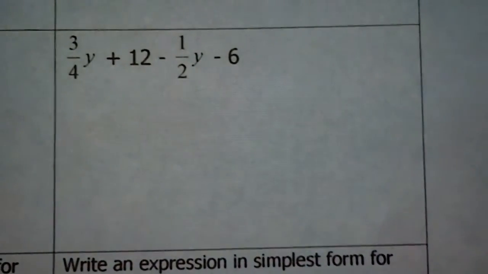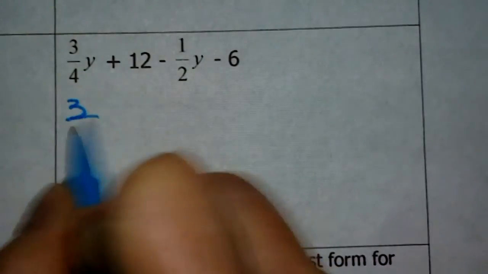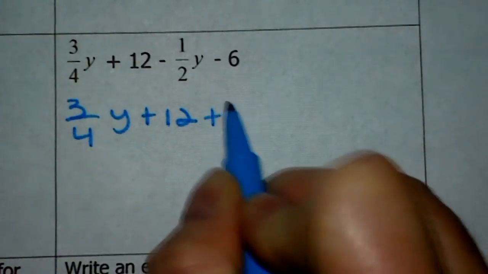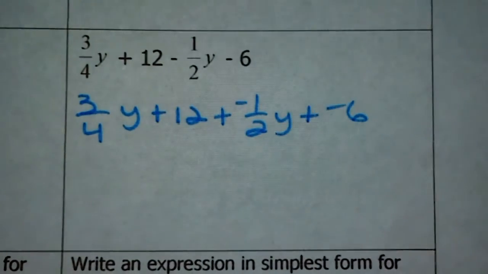Okay, same thing. We have fractions now instead of decimals, because fractions can happen too. They do exist. So step 1 is the same. I'm going to rewrite this as all addition. So this minus 1/2 y would become plus negative 1/2 y, and that minus 6 would become plus negative 6.